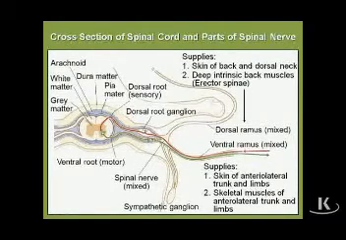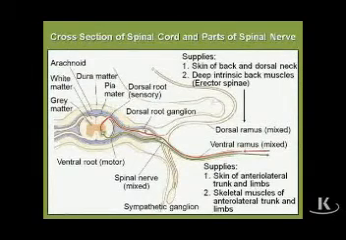As we follow the roots laterally, we see that they come together to form the spinal nerve. So the spinal nerve has both motor and sensory fibers in it. After that short 1 centimeter of length, this nerve divides into 2 branches. The word for branch is ramus. So we have a dorsal ramus and a ventral ramus.